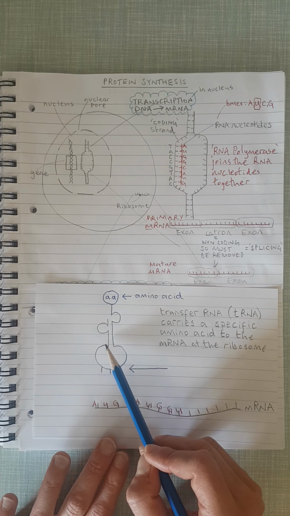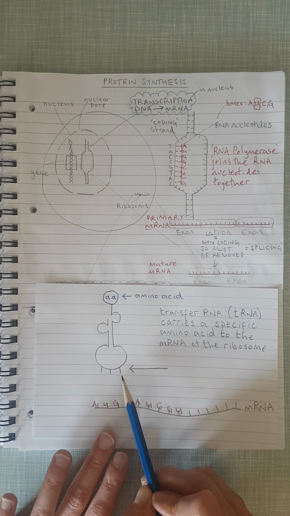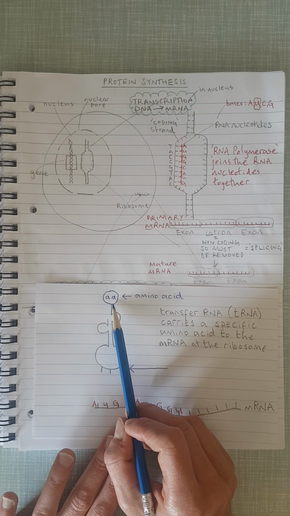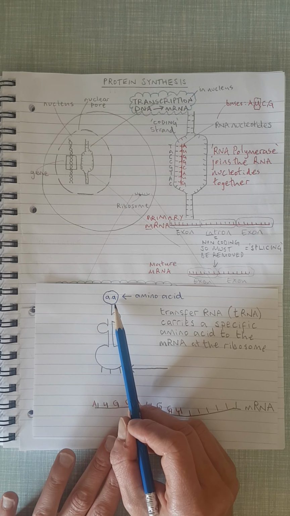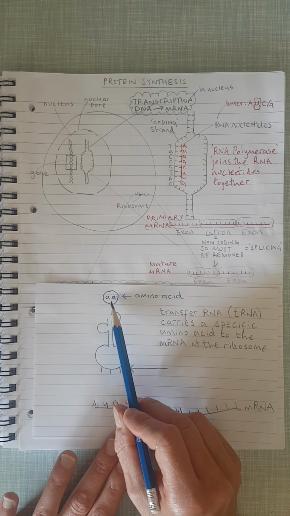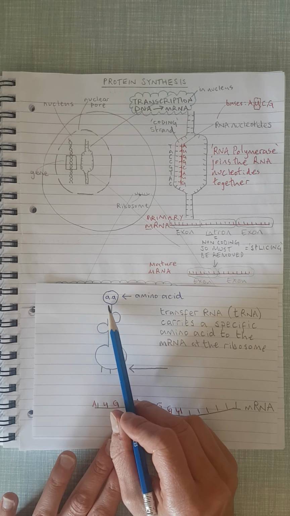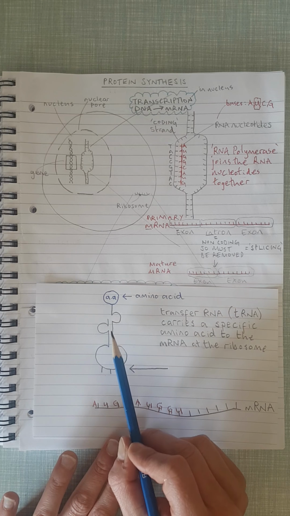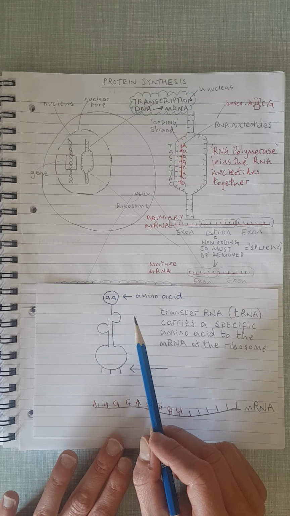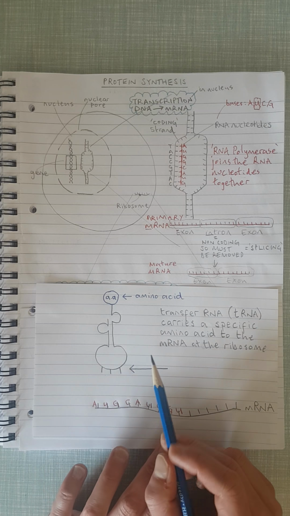I haven't drawn in all the bases this time, apart from these three at the bottom. These are important. And there's a point of attachment at the top for an amino acid, a specific amino acid determined by the bases at the bottom to attach. So this amino acid attaches to this transfer RNA, and a different amino acid will attach to a different tRNA.